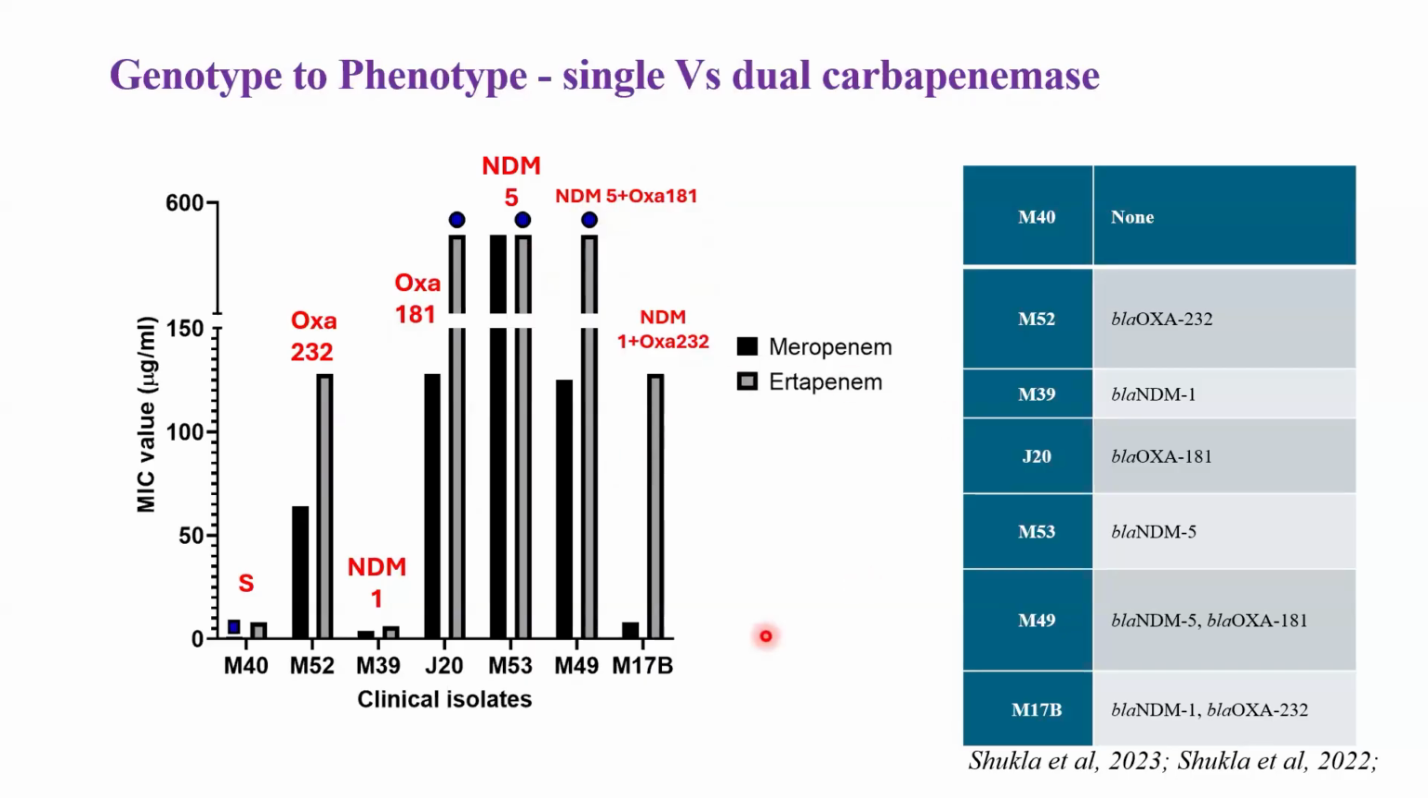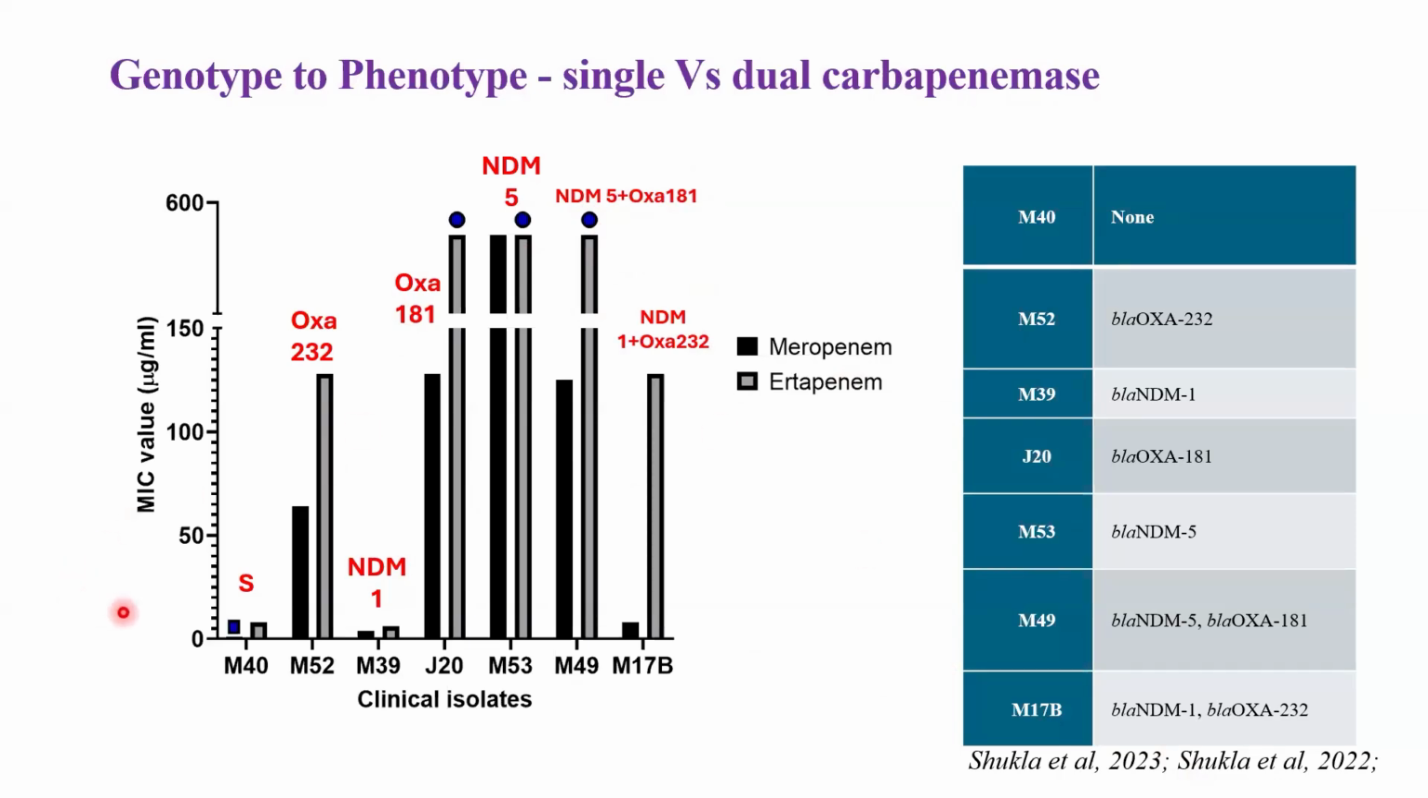So there is a lot of data in this paper, but I am not sharing all that data. I just wanted to emphasize on the genotype to phenotype association and what happens when there is a single carbapenemase versus when there is a dual carbapenemase. And not only that, the kind of carbapenemase also matters.